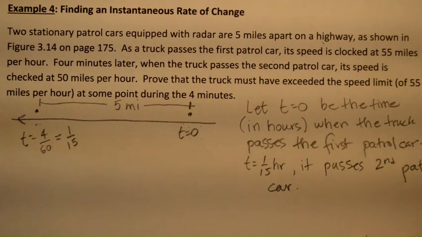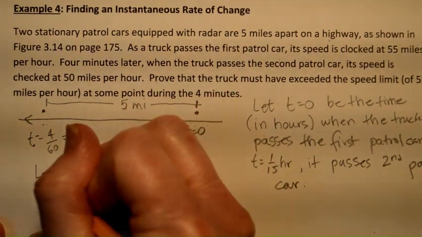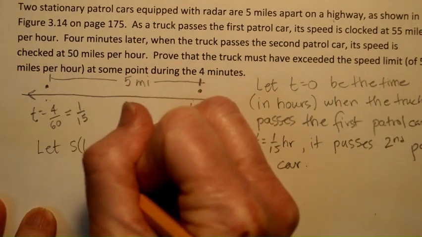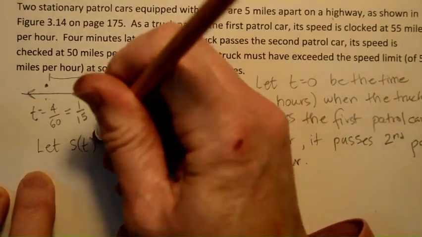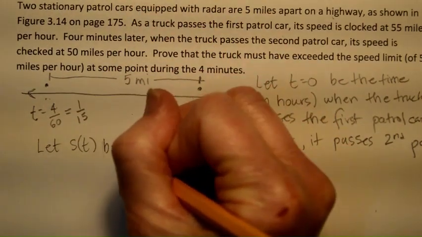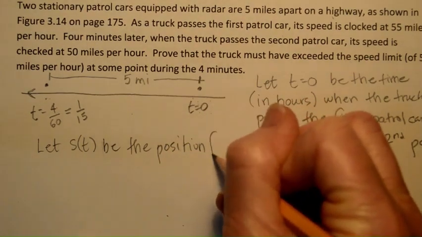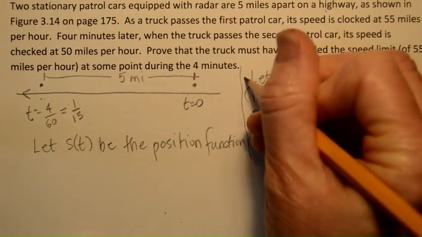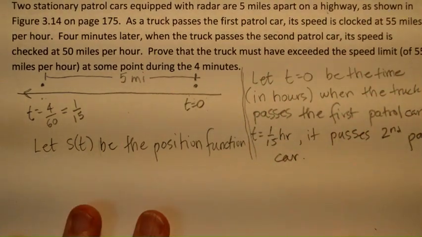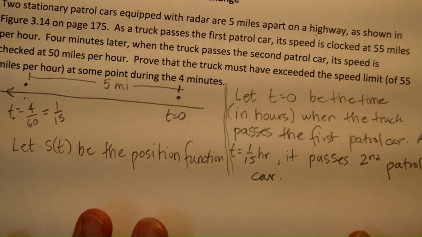Okay, now again, there's no function that they give us, so we just have to think of, you know, we're just going to call s of t the position function. And again, we're not going to have a formula for it per se, but we are going to use that to find the instantaneous rate of change within here.